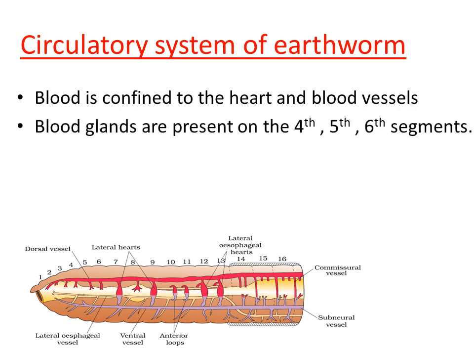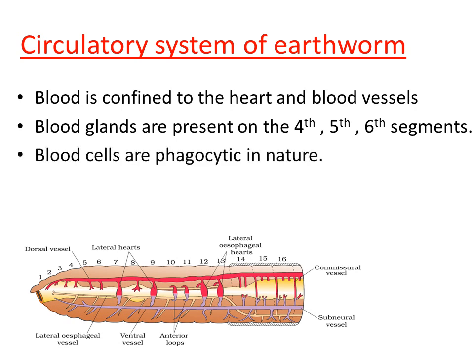And in the 4th, 5th and 6th segment, we can see the presence of glands, right? So the 4th, 5th and 6th segments consist of blood glands. What is the function of these glands? Blood glands secrete blood cells, right? And also they produce hemoglobin. Clear? So these two things are secreted by blood glands.